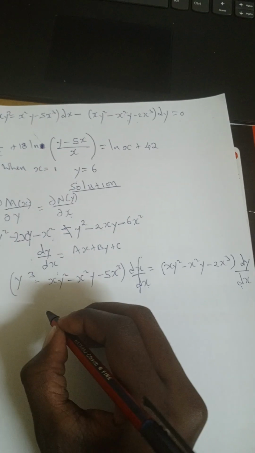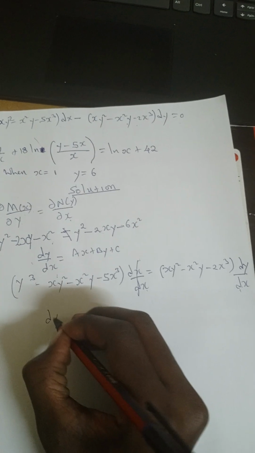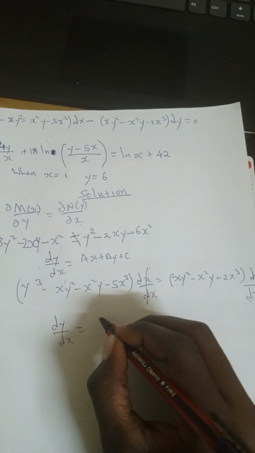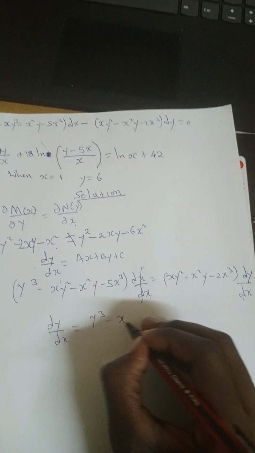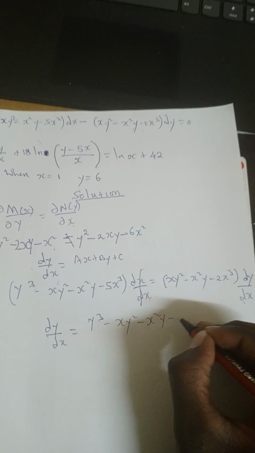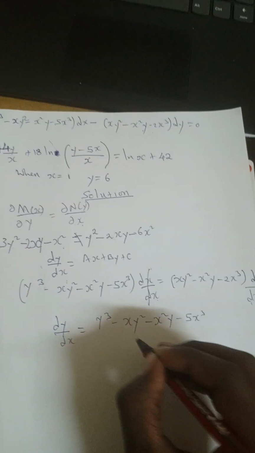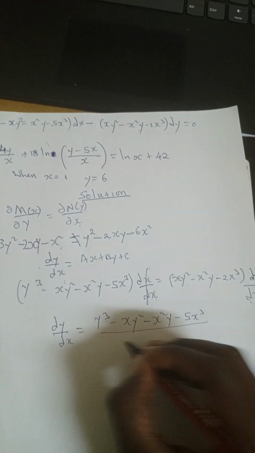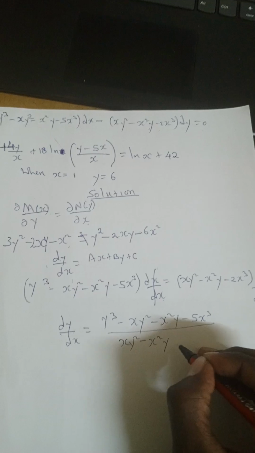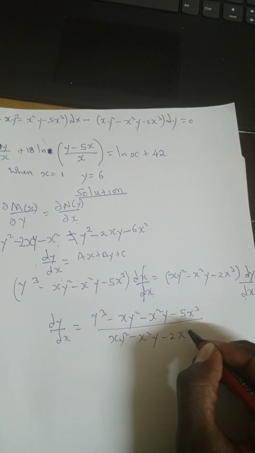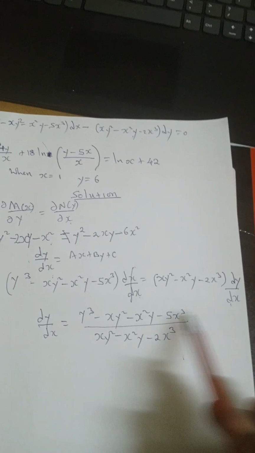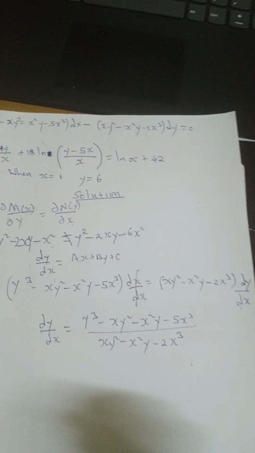So what we are going to have as our final function for us to deal with is dy/dx equals (y cubed minus x y squared minus x squared y minus 5x cubed) over (x y squared minus x squared y minus 2x cubed). So now, ladies and gentlemen, this is the function we are going to work with.